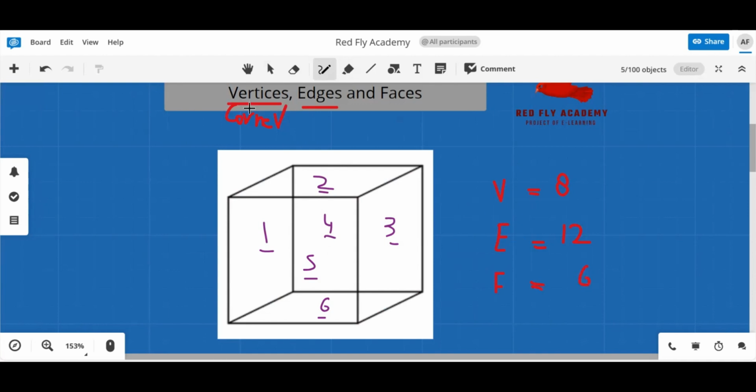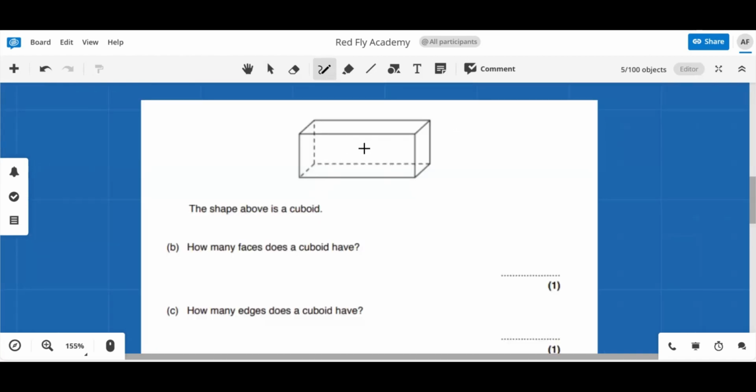Let me repeat all the things. Vertices are the corners, which are called vertices or corners. Next are edges. Edges mean the lines which are connecting two points. Now we do another question, and here we have a 3D shape of a cuboid. Let me write the answers to the following questions. The first is, how many faces does a cuboid have? I told you that faces are the plane surfaces of any shape. So how many do we have there? Let me count. One, two, three, four, five in front, and six, which is at the back of the 3D shape.